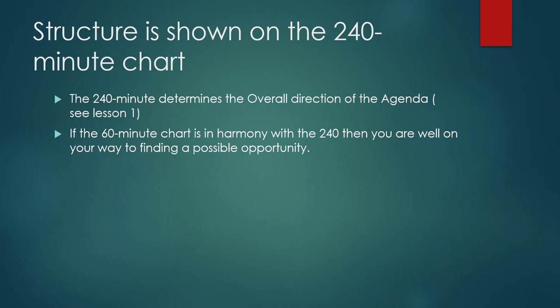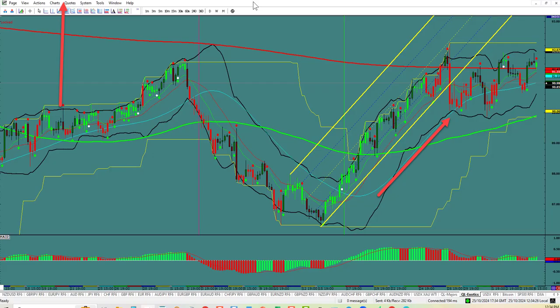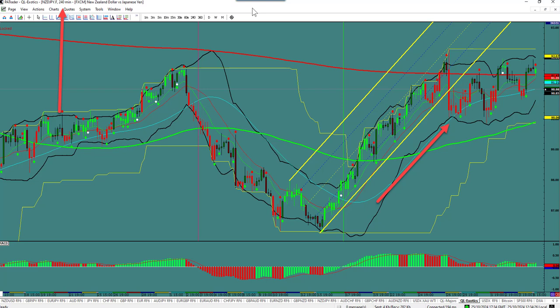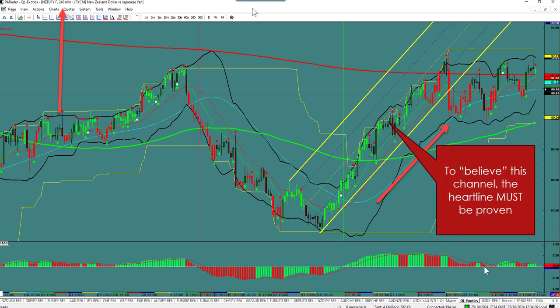If the 60-minute chart is in harmony with the 240, then you're well on your way to finding a possible opportunity. So I'm up here on a 240-minute chart, as you can see, and you can see the channel is right there. So to believe this channel, you must prove the heart line. If you don't know the heart line, there are two parts to every trend or channel: the lower part and the upper part. They may never get up to the upper part, but they still exist, so you've got to be prepared. So you've got to prove where the heart line is. So there it is.